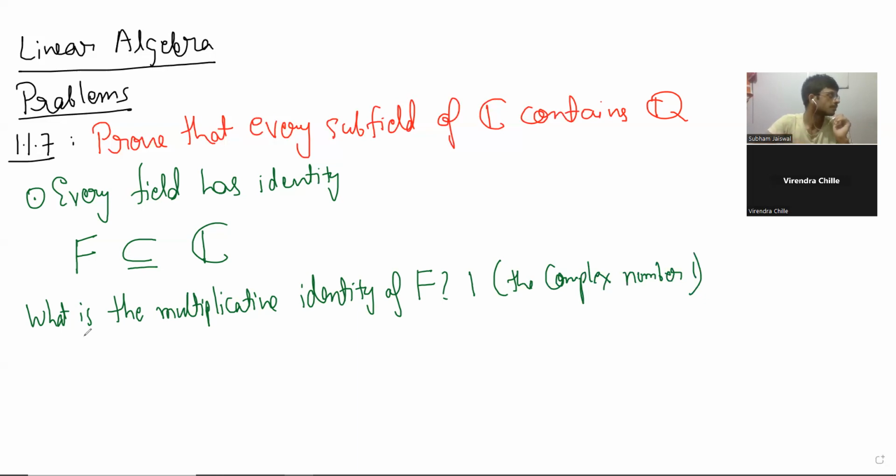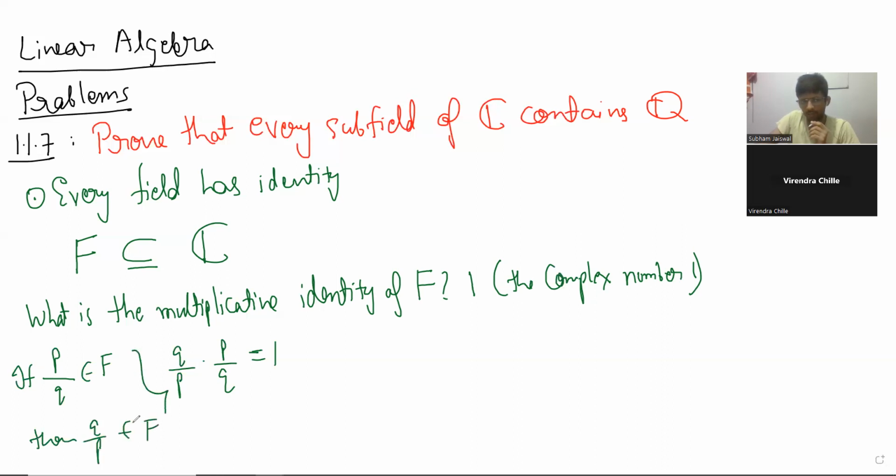Sir, can we suppose a number x which is in the form of p by q, and for every p by q, the multiplicative inverse q by p such that multiplication of both is equal to 1. Okay. And hence every p by q. Why? If p by q is in F, then q by p is in F. This I agree. But why should p by q be in F from what you have said? Okay. Think. It's easy.